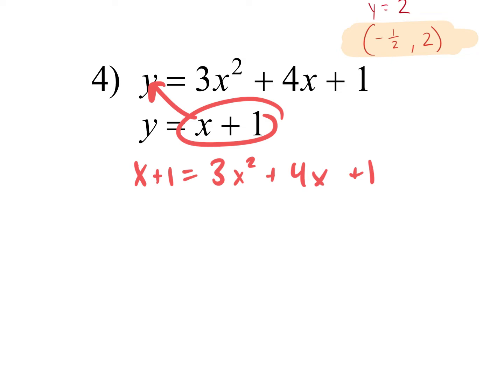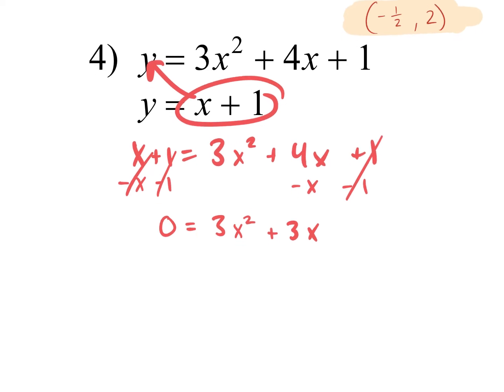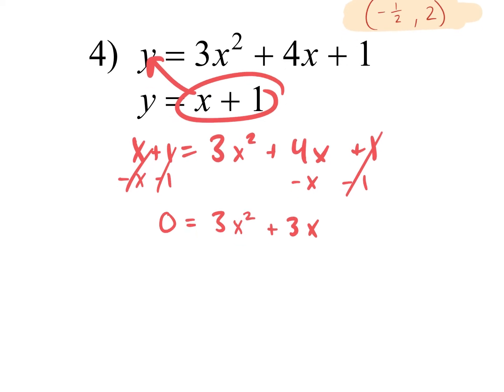Got to make it equal to 0 so I can factor. So I'm going to move the x and the 1 over. So I subtract x and subtract 1. So now I get 0 is equal to 3x squared plus 3x, and then the 1's cancel. Now I factor. How would I factor this? I can take out an x, so I have a greatest common factor of x. What else could I take out? 3. So my GCF is 3x.